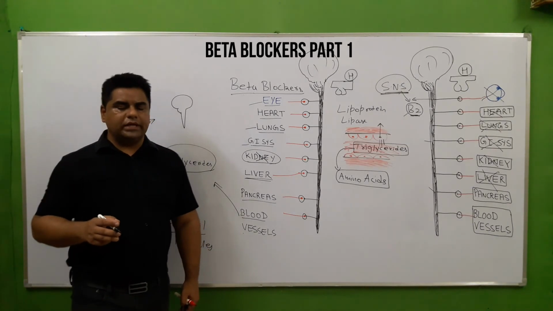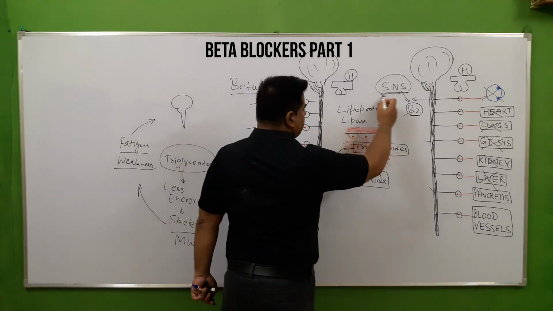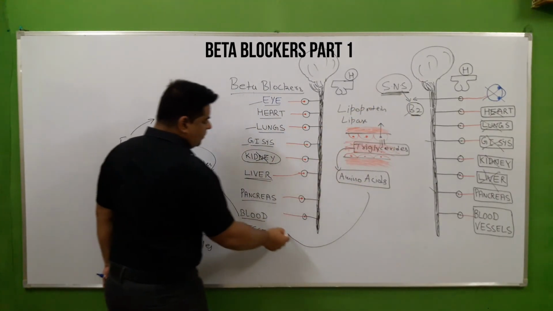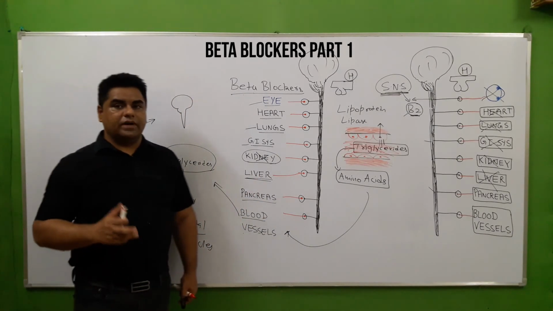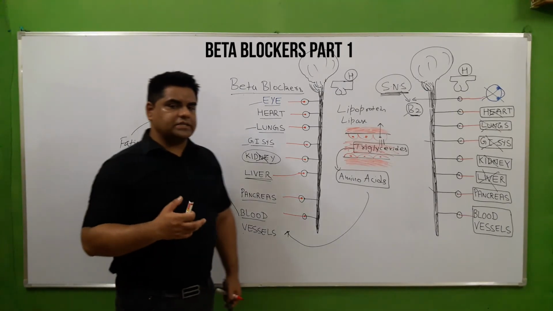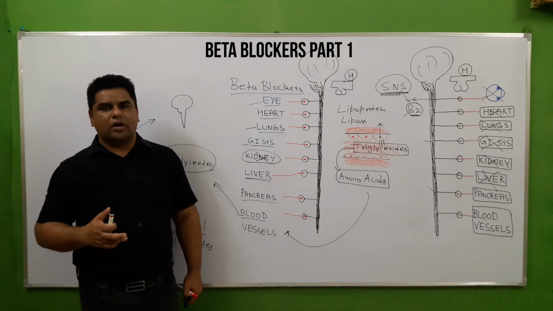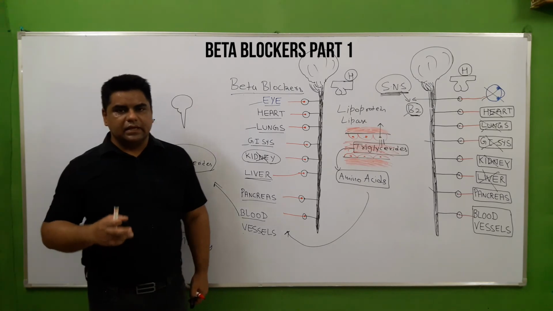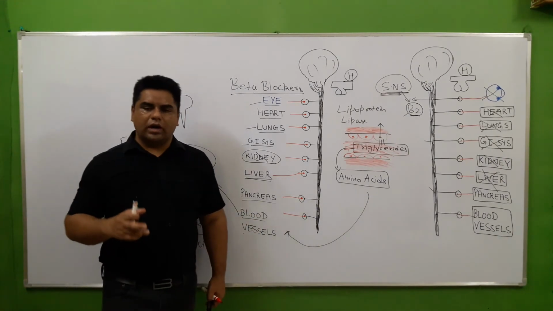So till now we have seen that on one side there is sympathetic nervous system activity, and on the opposite side we discussed the reverse effect, or how these beta blockers reverse the normal physiological process. So this was all about the mechanism of beta blockers, beta 2 blockers and beta 1 blockers.